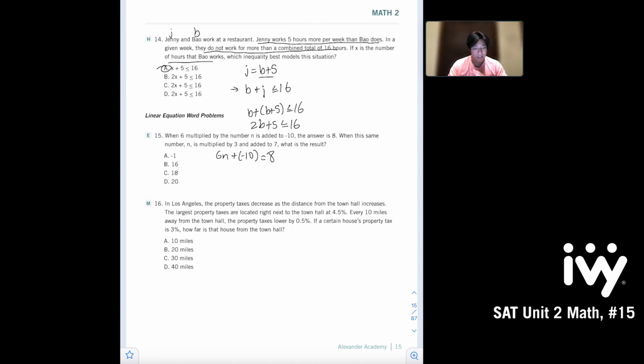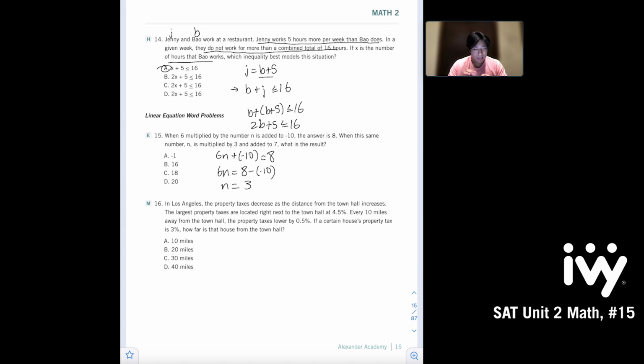So now, isolating 6n by subtracting negative 10, we have 6n should be equal to 8 minus negative 10. Simplifying and dividing both sides by 6, we see that n is equal to 18 divided by 6, which is 3.